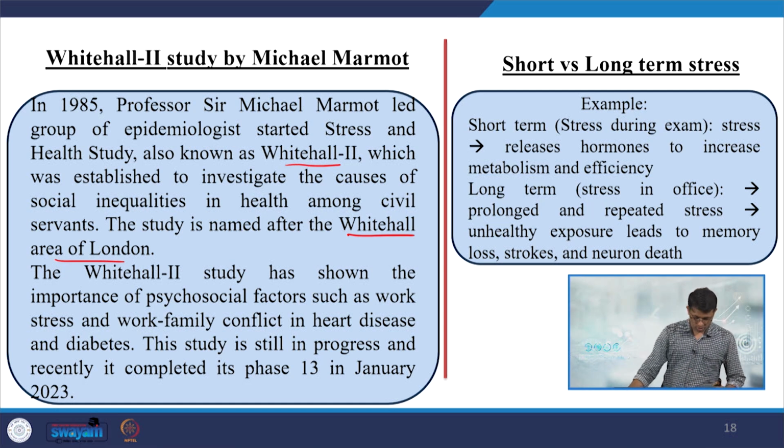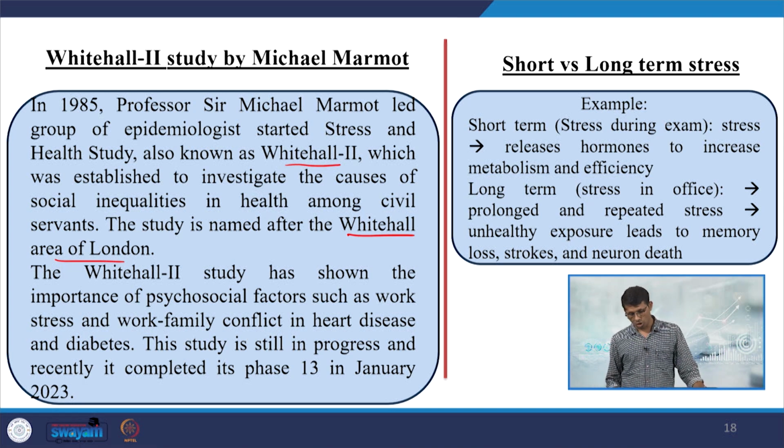The Whitehall 2 study has shown the importance of psychosocial factors such as work stress, and work family conflicts in heart disease and diabetes etc. This study is still in progress, and recently it completed its phase 13 in the latest year 2023. Hence, it is relevant for research. You can think of, as I already mentioned, that stress has short term and long term consequences, and our choice function will be suboptimal in the long run.